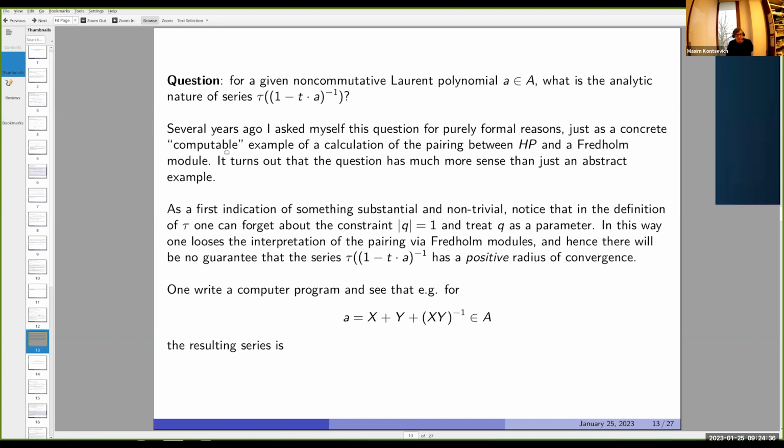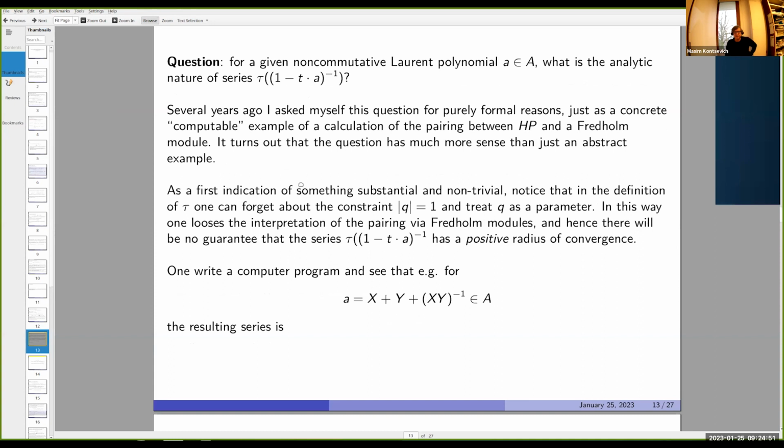Yeah, so it was really not based on any concrete mathematical problem. But it turns out at the end of the day, this question has much more sense than just an abstract example. So let me give a first indication that something really non-trivial and interesting goes on.